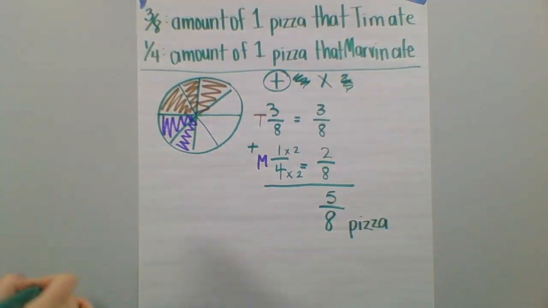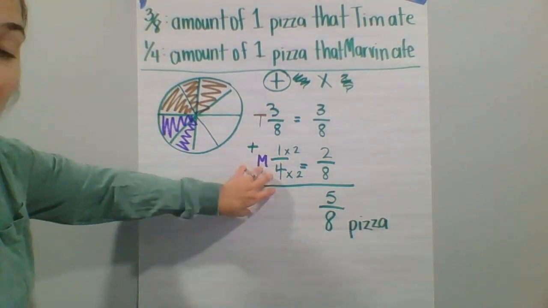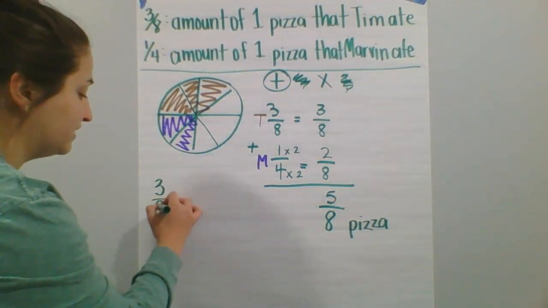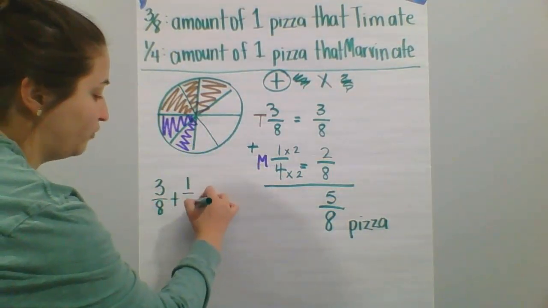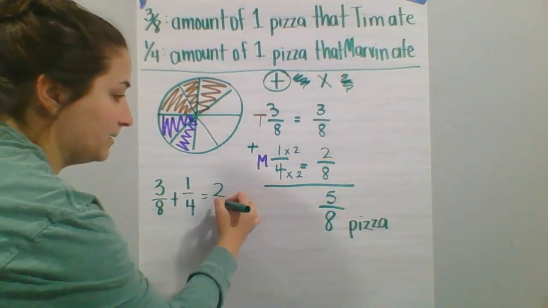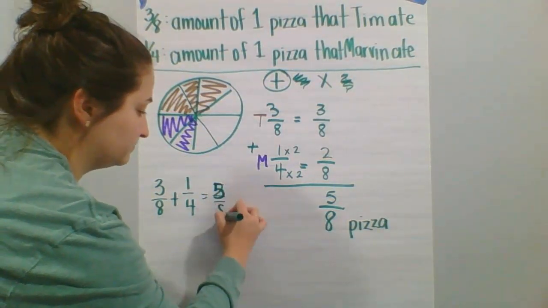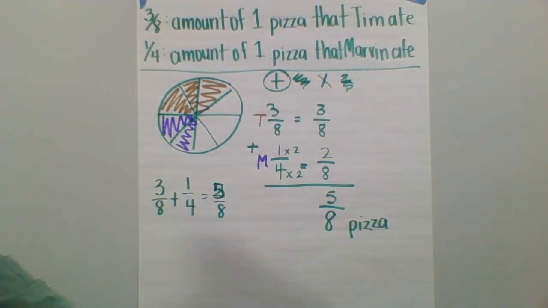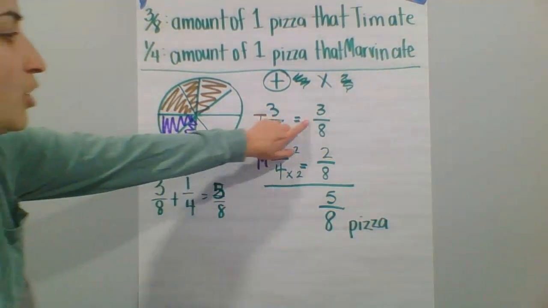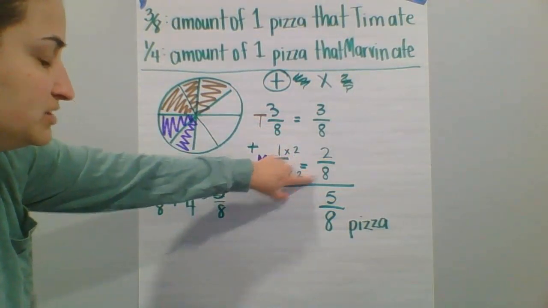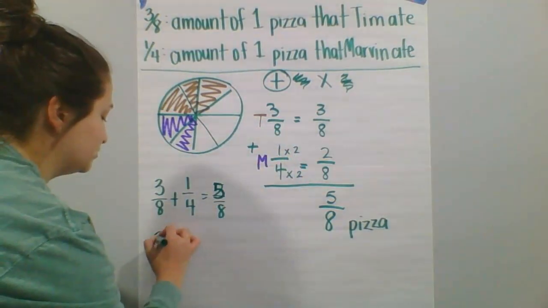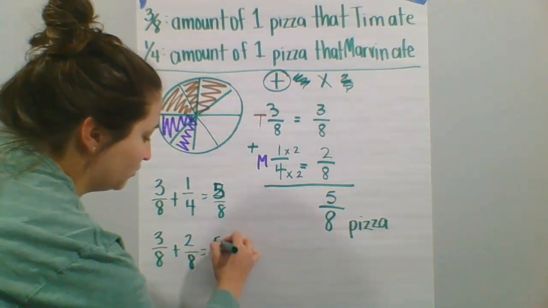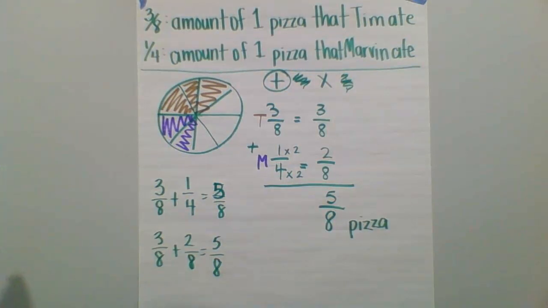Okay, and then my number sentence that represents my problem, I can do 2 different things. I could do 3/8 plus 1/4 equals 5/8. Or I could use my problem with my new fraction, my new denominator, those common denominators, and do those too. 3/8 plus 2/8 equals 5/8.